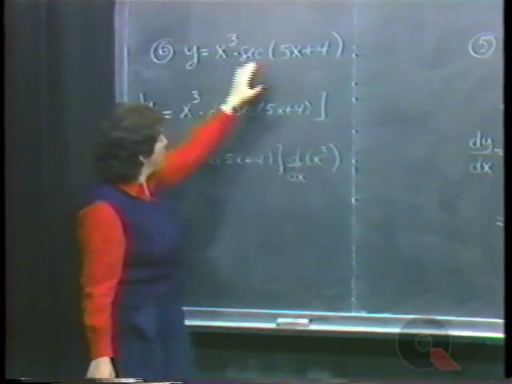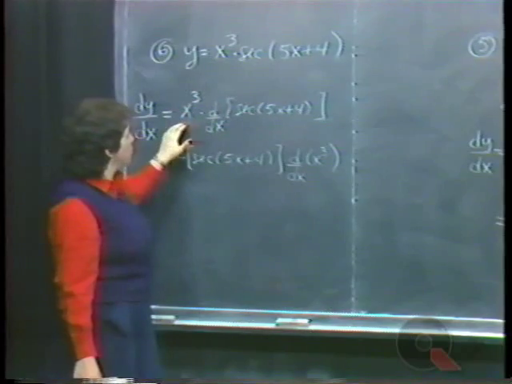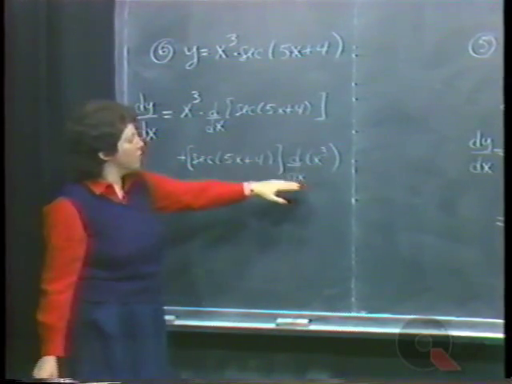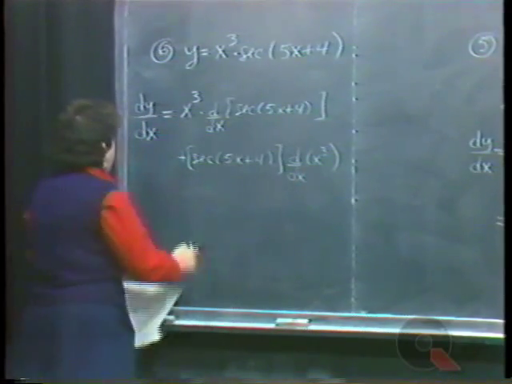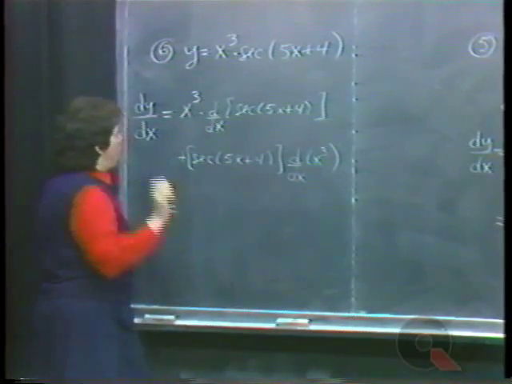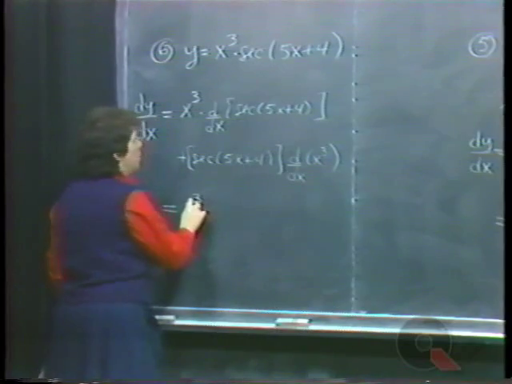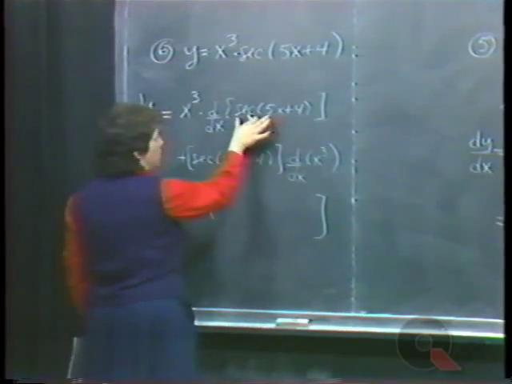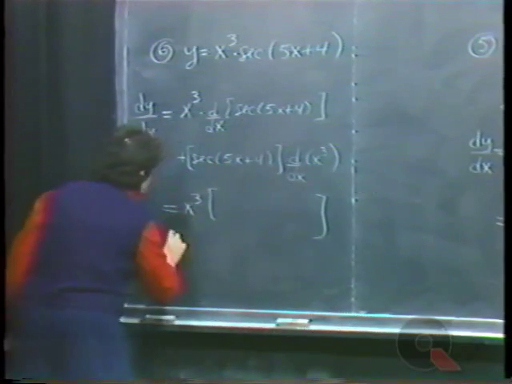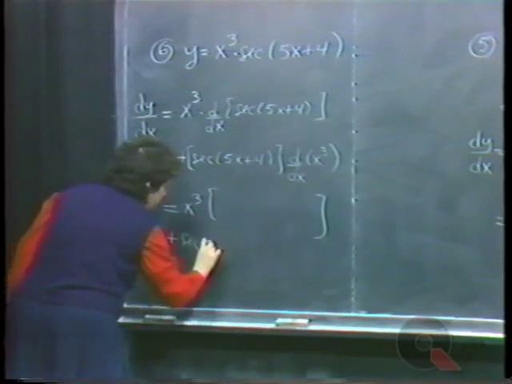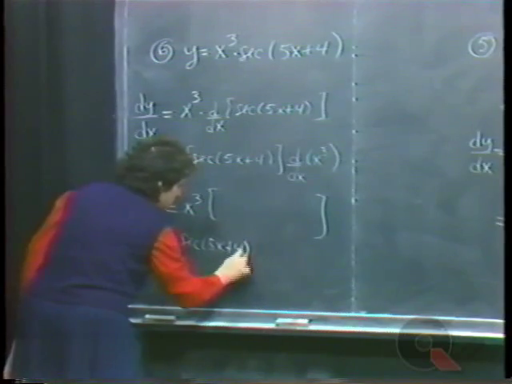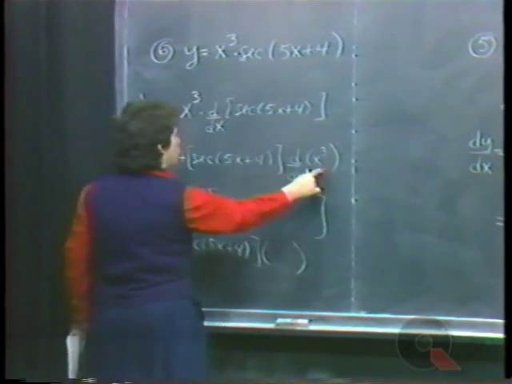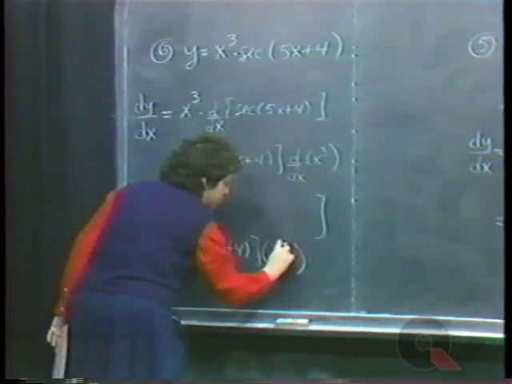It's a product of two functions. The derivative is the first function times the derivative of the second plus the second function times the derivative of the first. Now this will give us x cubed times the derivative of secant of 5x plus 4 plus secant of 5x plus 4 times the derivative of x cubed with respect to x. Of course, that's 3x squared.